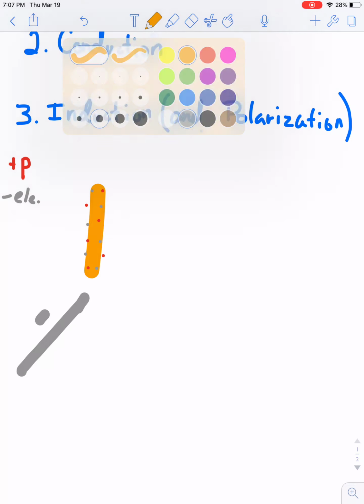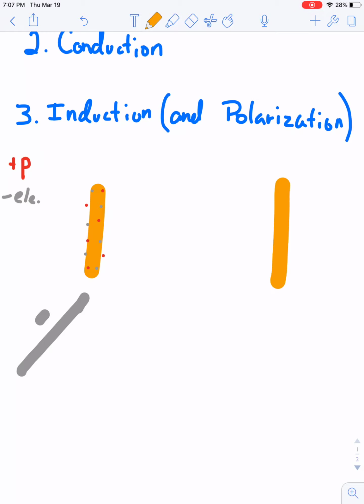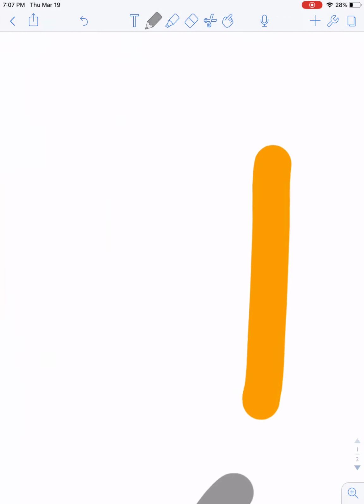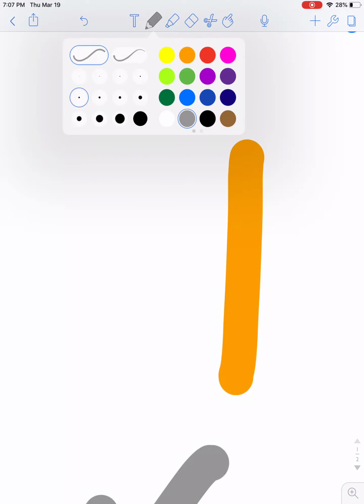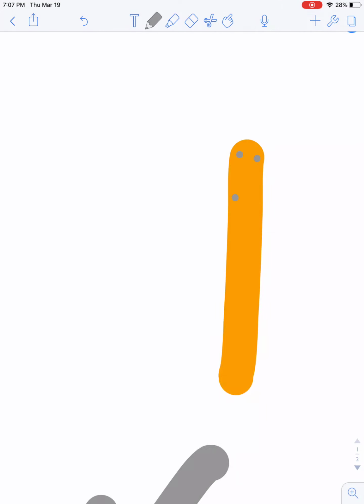Here's our second copper wire. So we're going to do a little before and after. The same negatively charged rod is near it. So what's going to happen after is it's going to take those negative charges and move them away.